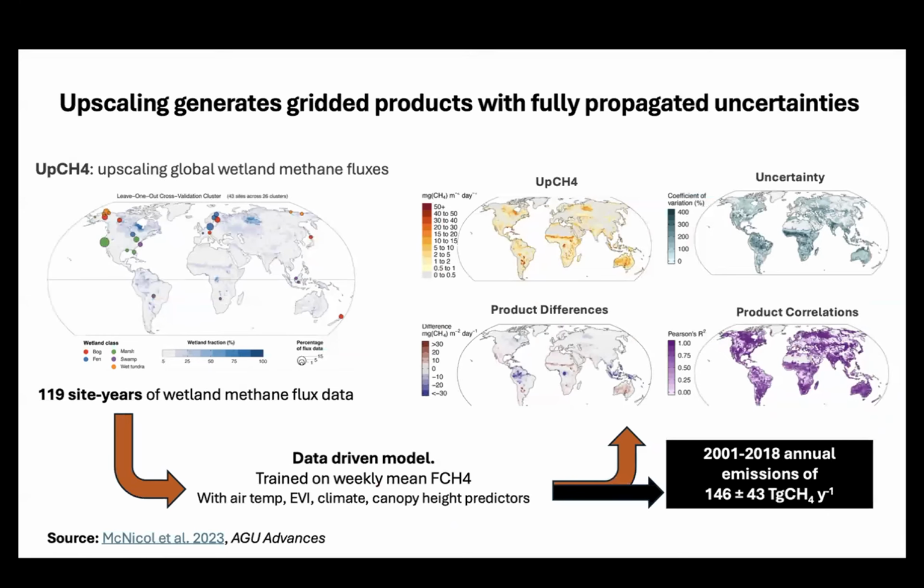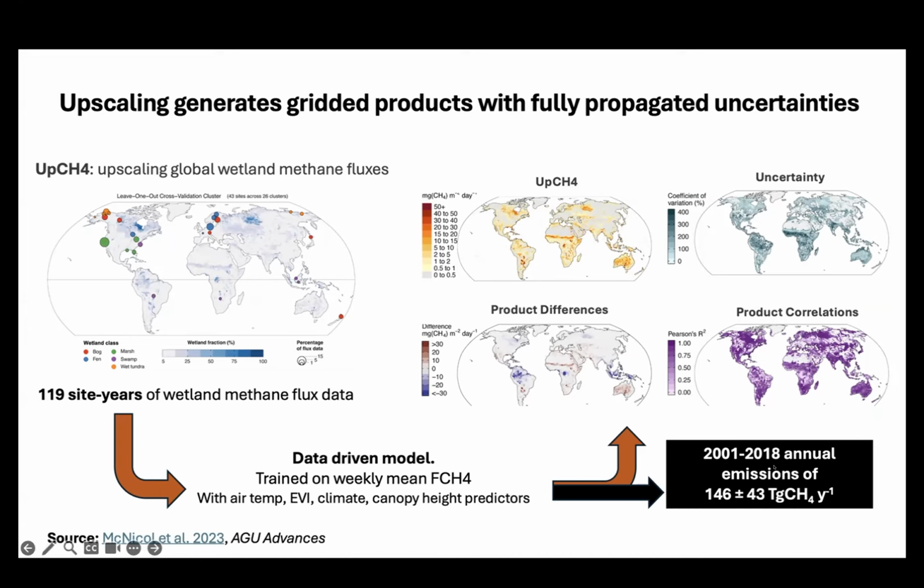So I think that the main take home from our first attempt to upscale wetland methane emissions globally is that it seems to work. We generated an estimate of total emissions from 119 site years of methane flux data. We used a random forest model, and we went through a predictor selection procedure that resulted in a simple model with air temperature, EVI, canopy height and climate predictors.